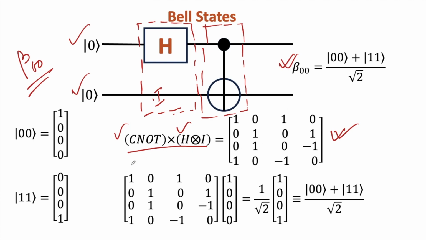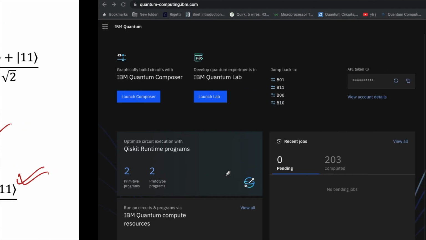If you take the product of the transformation matrix of the CNOT gate and this H tensor I, so here you can see if this transformation matrix is applied on ket 00, where ket 00 is this column matrix and ket 11 is this column matrix, then you will find this column matrix, which is equivalent to this state. I am showing you the probabilities of the output using the IBM quantum computer.